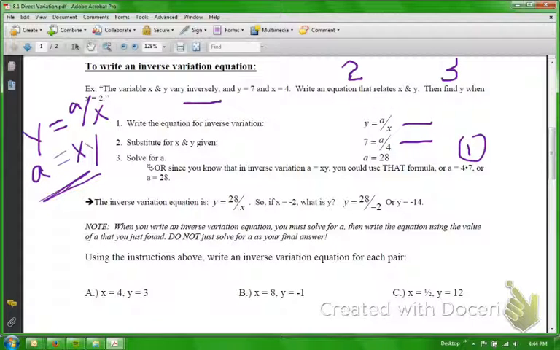All right. Now that we know a, we're going to go on to step 2, and we're going to plug it in. So instead of an a, we're going to put in 28. So y equals 28 over x. Now we're rocking. Down to your third part. Find y when x equals negative 2. Well, plug in x and see what y equals. So these are really straightforward. Don't let the wording scare you. So let's do one of these examples together.